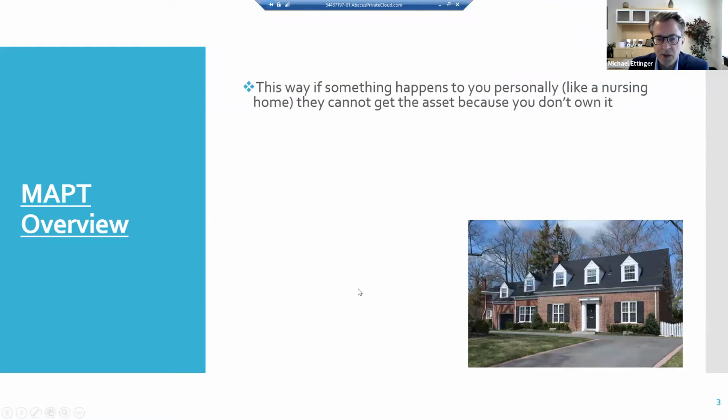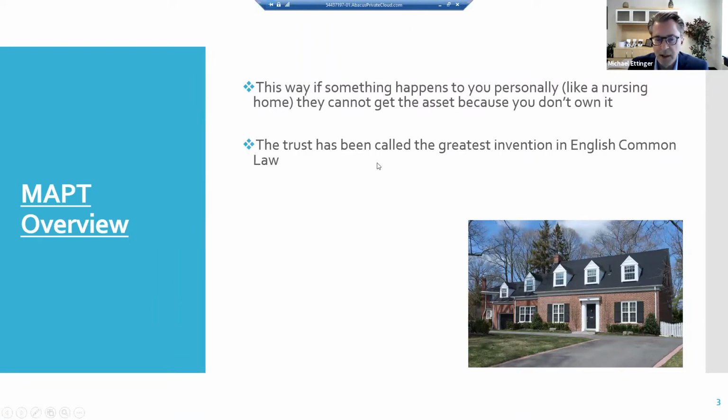There's the lovely house we're trying to protect. So if something happens to you personally, like you need care at home or in a nursing facility, they can't get the asset because you don't own it. Of course, there's a look back period, we'll get into that. And the trust has been called the greatest invention of the English common law.